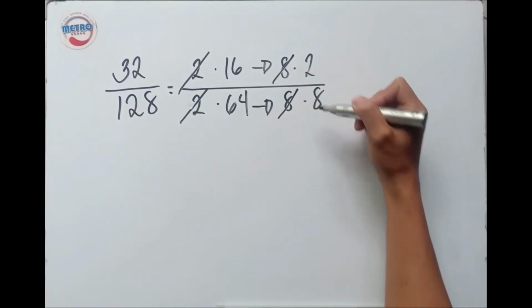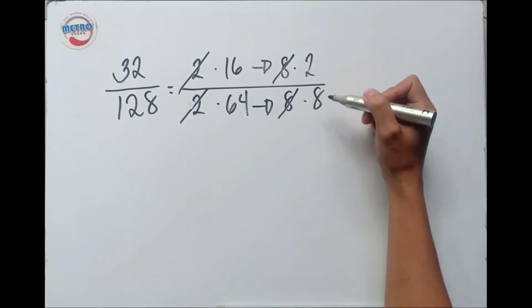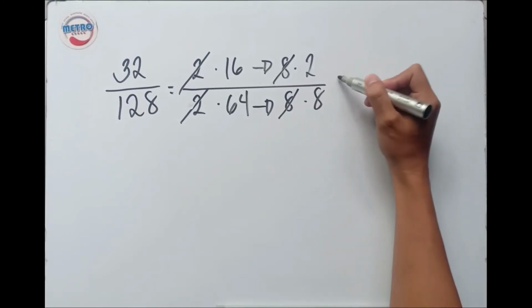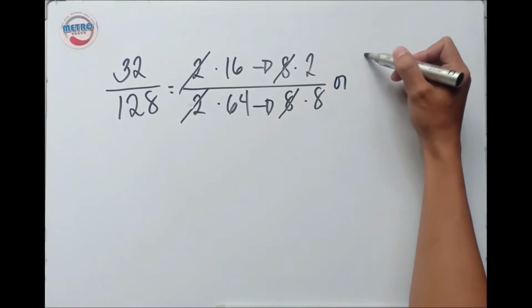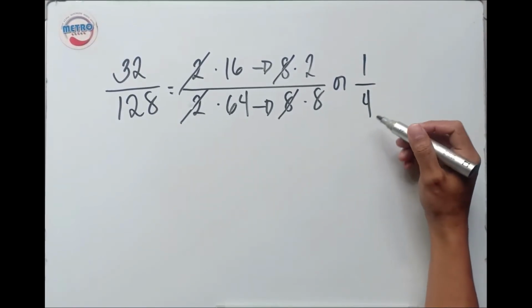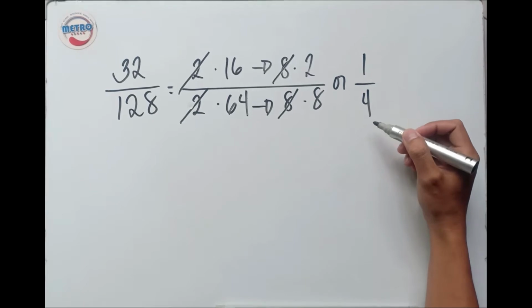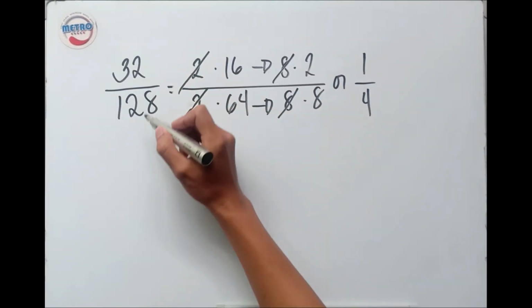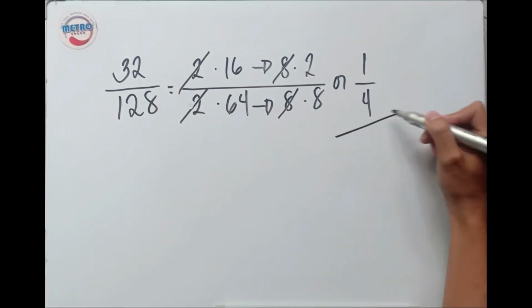We still have 2 over 8. 2 over 8 can still be simplified. And the simplest form of 2 over 8 is 1 over 4. Now, the simplified form of 32 over 128 is 1 over 4.